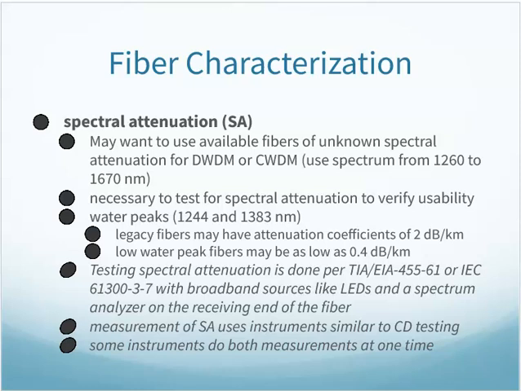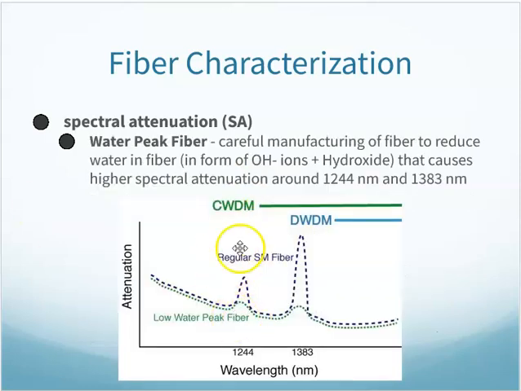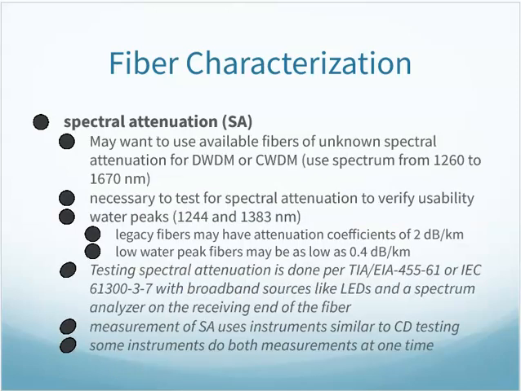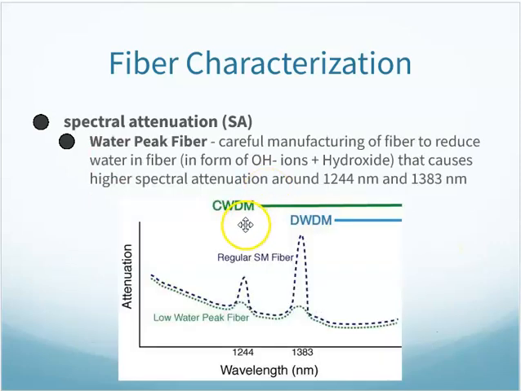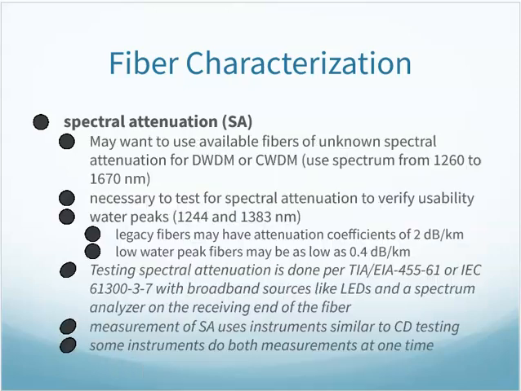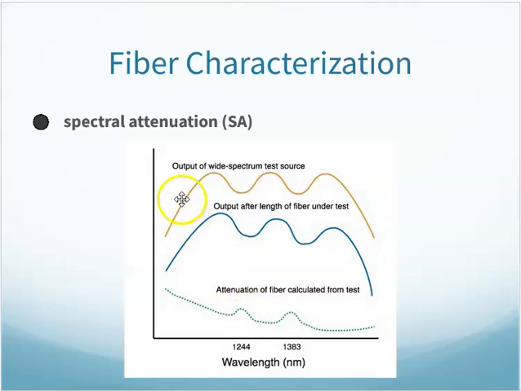So if you want to use a fiber of unknown spectral attenuation, you would need to test for this to see, is it suitable? Is there too much attenuation at these wavelengths, to know whether you could actually use this for wavelength division multiplexing of various sorts. Legacy fibers may have attenuation coefficients of 2 decibels per kilometer. Your low water peak might be down to 0.4 decibels per kilometer. And again, that allows transmission in these wavelengths for your wavelength division multiplexing. And here's the output of your tests, and then the attenuation of the fiber calculated from those tests.